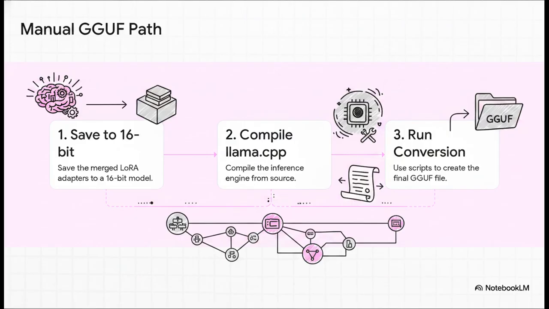Of course, for those of you who really want to get your hands dirty and have total control, the manual path is always there. You can save the model parts yourself, compile the Llama CPP engine from source, and run the conversion script manually. It gives you maximum flexibility if you need it.